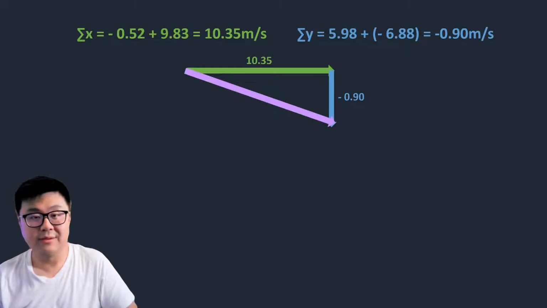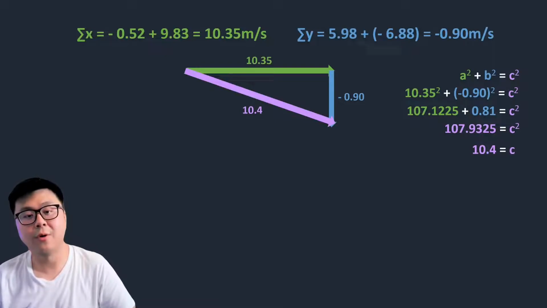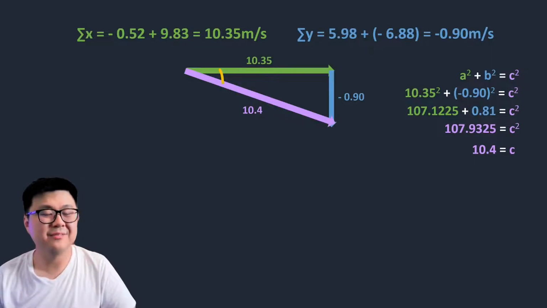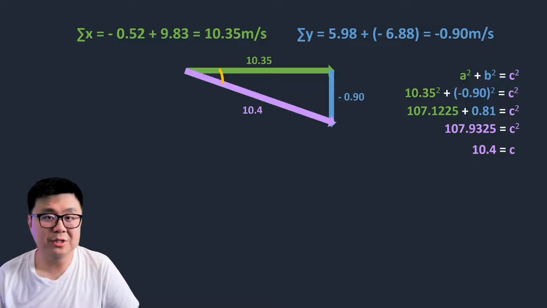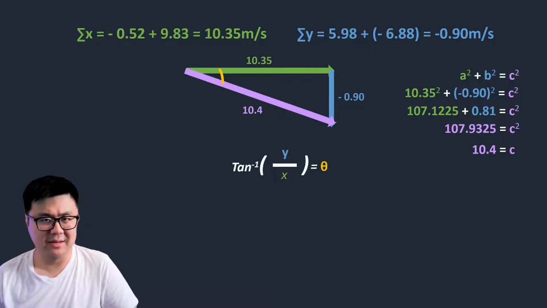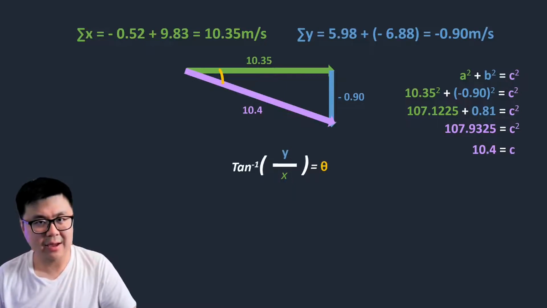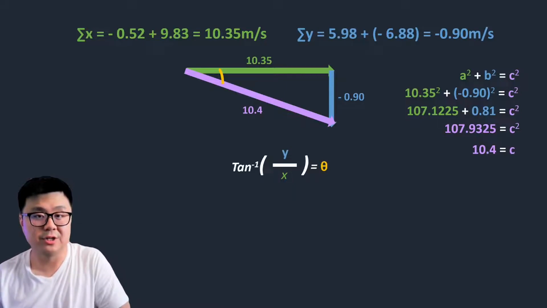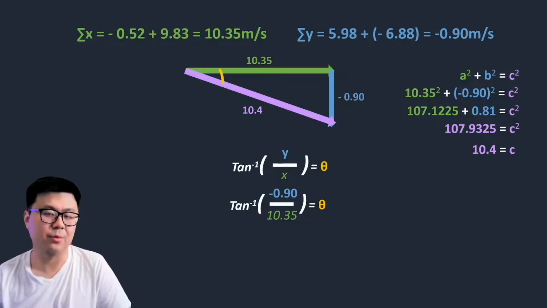And to figure out what the magnitude of this final vector is, I will have to do Pythagorean theorem. And here it is. We do our Pythagorean theorem and we end up with 10.4 meters per second as our magnitude. All right, and now for the direction, we need to find this angle here. And because we know all three sides, we can use any of the three ratios, but let's use tangent because we haven't yet today. So for tangent, first of all, we have to use the inverse tangent because we're looking for the angle. And tangent is opposite over adjacent, or y over x, which is going to be negative 0.9 over 10.35.